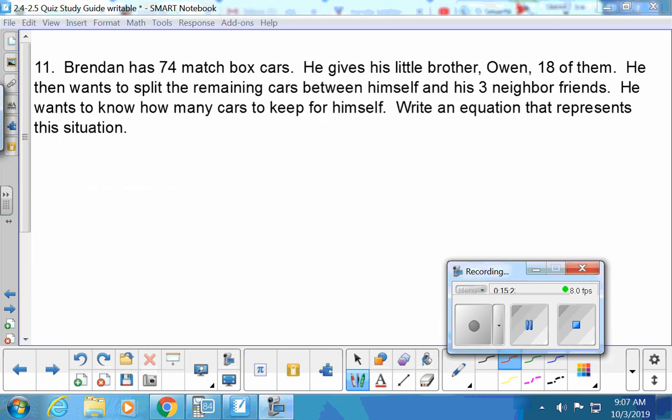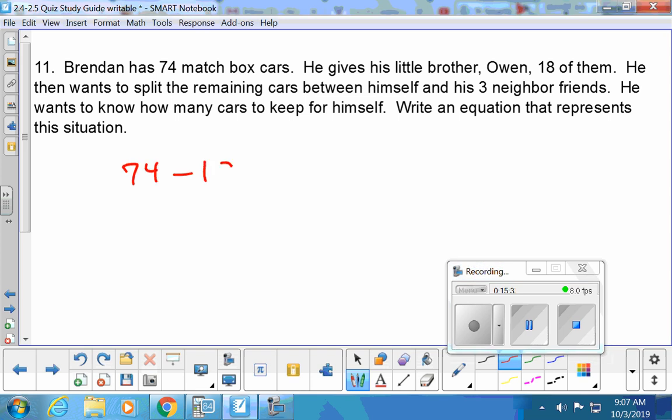Brendan has 74 Matchbox cars. He gives his little brother Owen 18 of them. So what would I do to signify that? 74 minus the 18. He wants to split the remaining cars between himself and his 3 neighbor friends. Yep. Divide by how many, though? I thought 3, but it's a trick. 4. Himself and his friends.